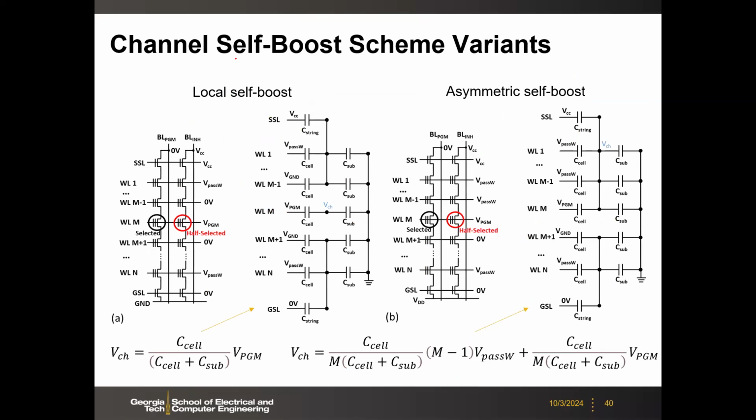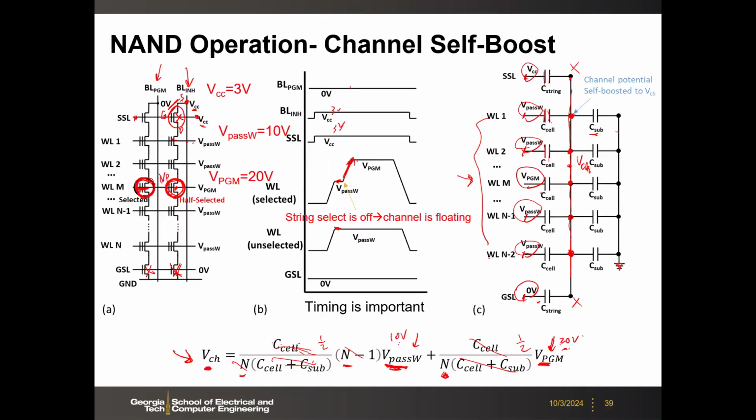So here, this is the improved version, like the channel self-boost scheme, the variants. So here you can do the local self-boost. What you can do here is, for example, we used to have this V pass for all those transistors along the string. But let's say we apply 0 adjacent to this selected row. If you do 0 on the upper and lower, that will basically isolate. You will make the float condition only for this cell. Previously, we made the float condition from the very top of the string to the very bottom of the string, the channel is shared, okay? So that's why here this voltage potential is not that high, because charge is shared across the entire string.